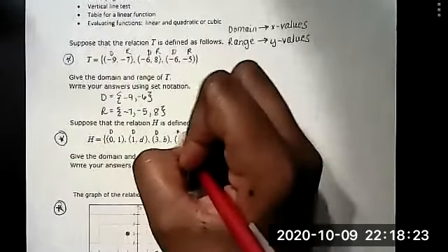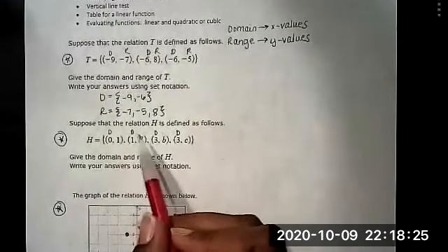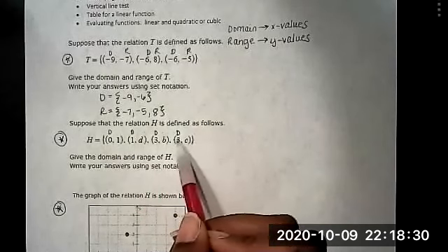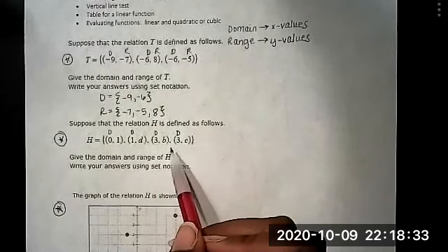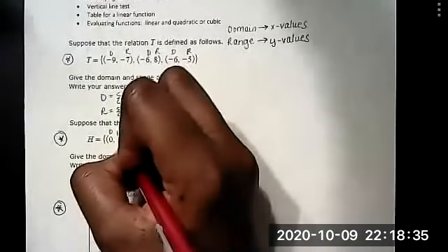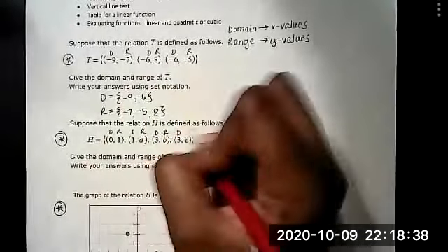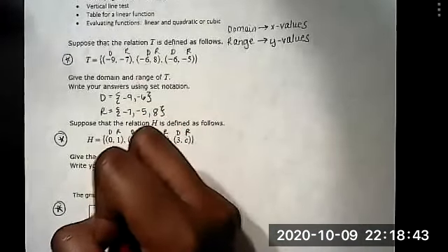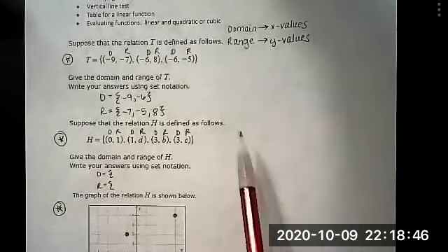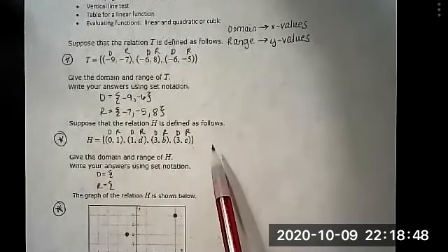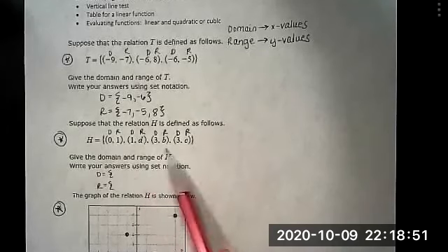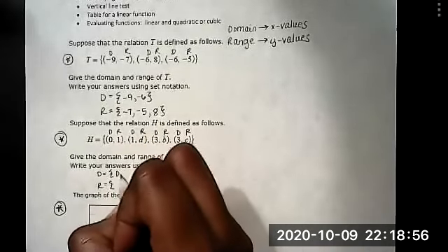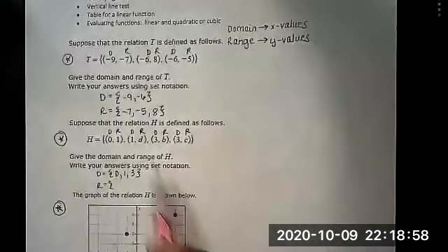The domains are your X values. The first letter or number inside your coordinate point is the domain, and this is your range. Your range values are your Y. So for domain and range, the domain you're always going to put from least to greatest or in alphabetical order. So 0, 1, and again, if you repeat, just put it one time. 0, 1, 3 is your domain.